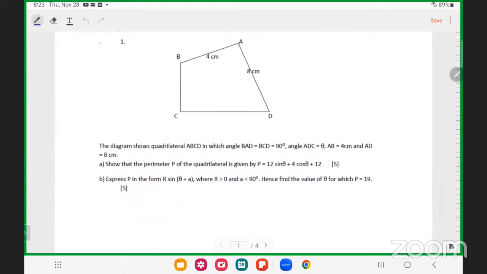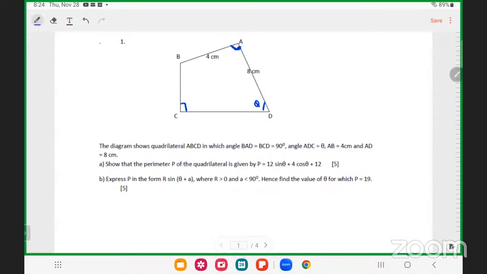So this was the first question. The diagram shows quadrilateral ABCD in which angle BAD, this is angle BAD, is equal to BCD, and these two angles are 90 degrees. Angle ADC is theta, AB is 4, AD is 8 centimeters.